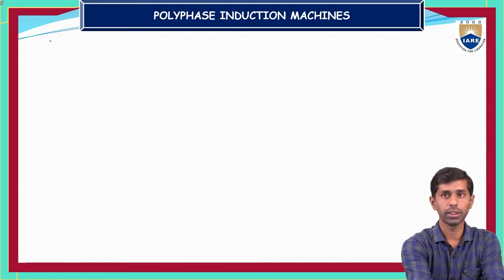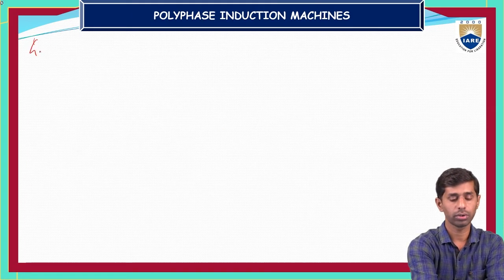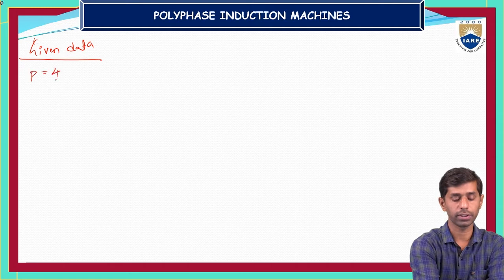So here in the problem, it is a 4-pole machine. So the given data: the number of poles is 4 and the frequency is given as 50 Hz.